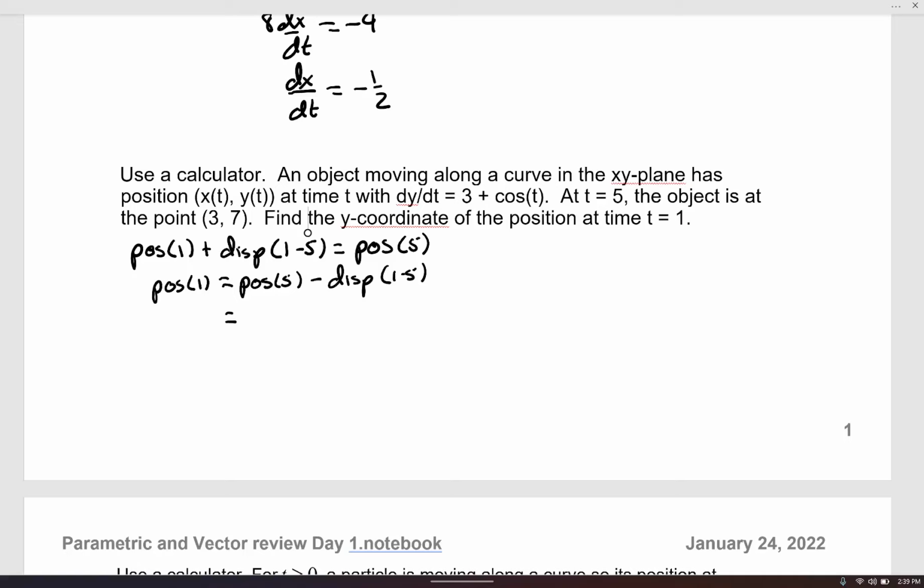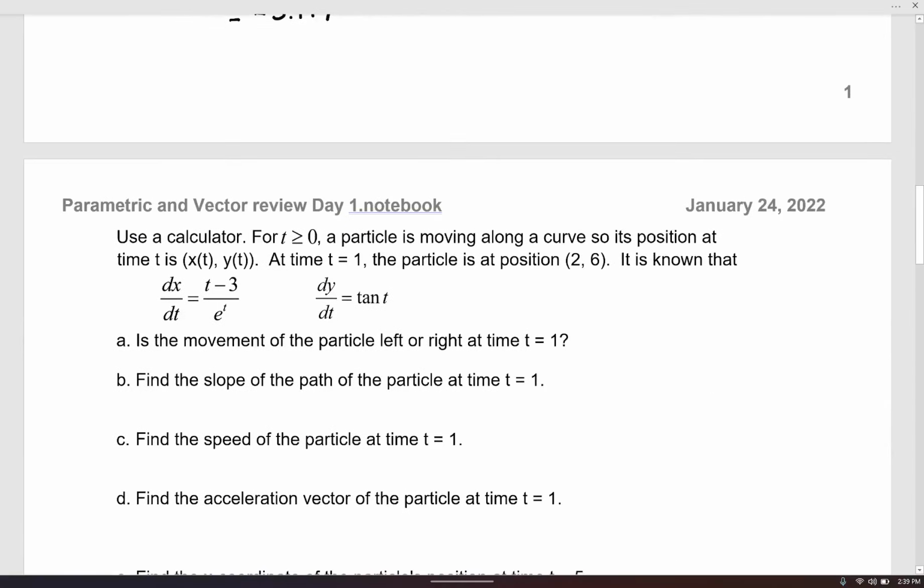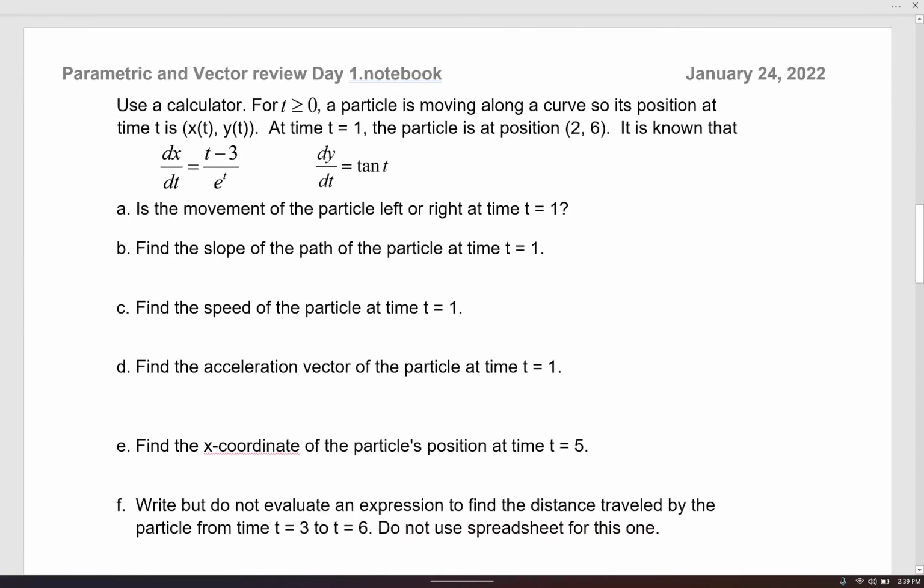Well, the position at 5, they tell us is (3, 7). So 7 minus the integral from 1 to 5 of 3 plus cosine of t dt. We're going to plug that into our calculator. You get negative 3.199. We're going to use a calculator for these.